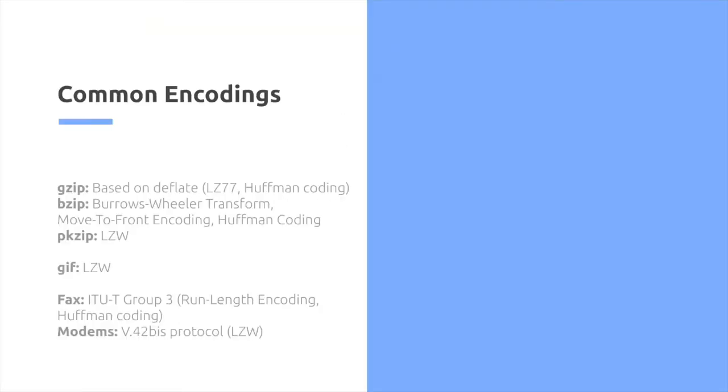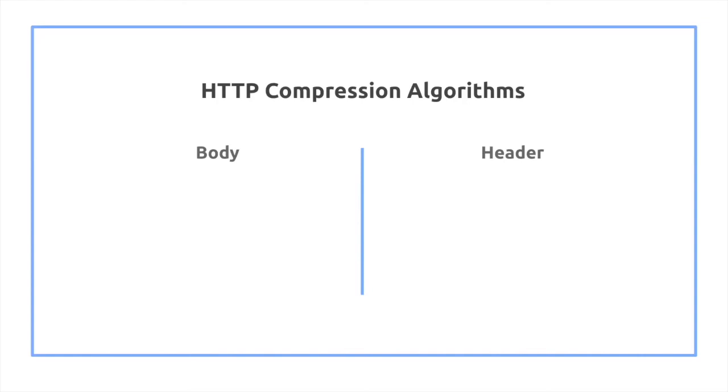Some common encodings that we see: gzip uses the deflate algorithm, which is LZ77 and Huffman coding. Bzip2 uses BWT, MTF, and Huffman coding. All over the world, we're using lossless data compression because it makes things faster and reduces network load. HTTP also uses it too.